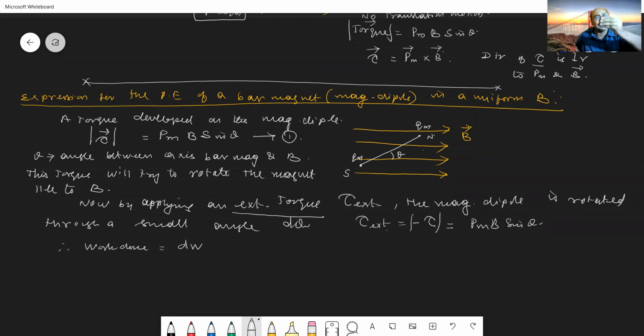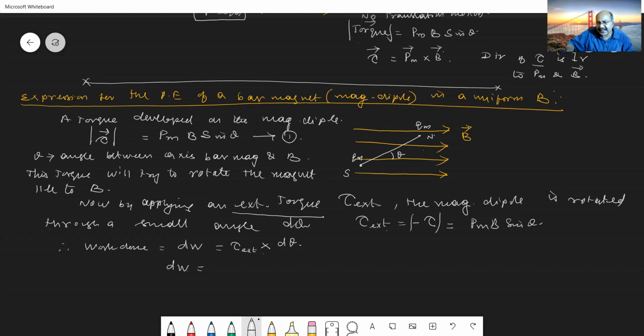Work done, I am taking it as dW. What is that work done now? Work done, in linear motion, is force into displacement. In rotational motion, we have to say torque, the applied torque, that is the external torque, multiplied with the angular displacement. The displacement made is considered to be d theta. So what is that work done now? dW equal to, what is this tau external?